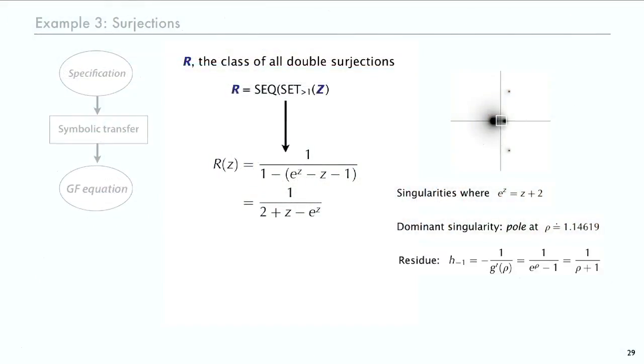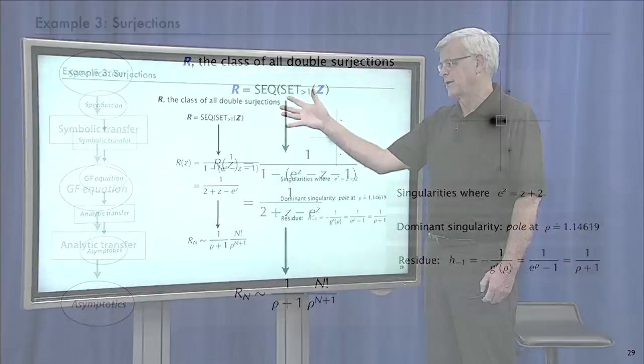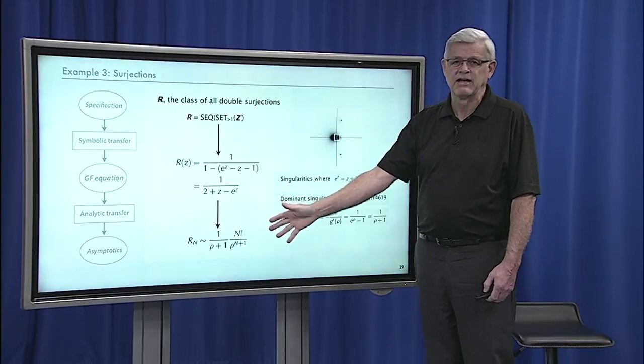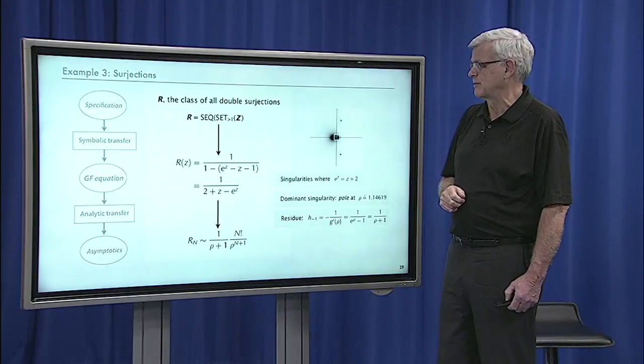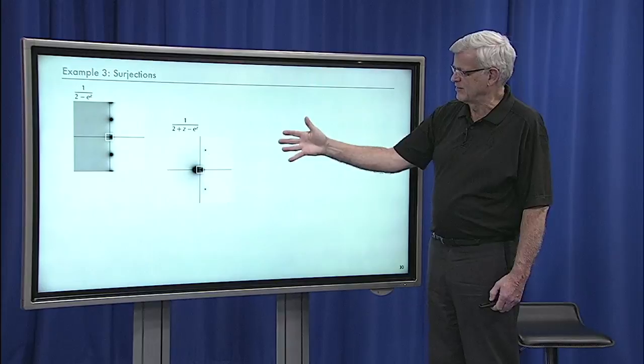And we go ahead and calculate the residue, which is just the derivative of that evaluated here, and turns out to be just 1 over that plus 1. So again, that little calculation immediately gives the asymptotic growth for the number of double surjections. Bing, bing, bing. No matter how complicated the generating function gets, we go right through it to get to the simple asymptotic result. And this one also generalizes, so that's 1, that's 2.